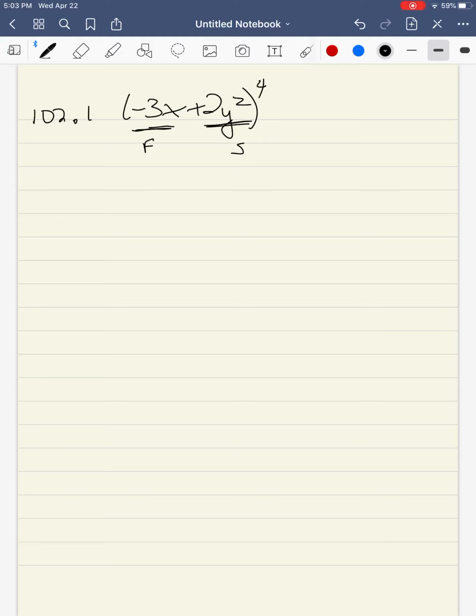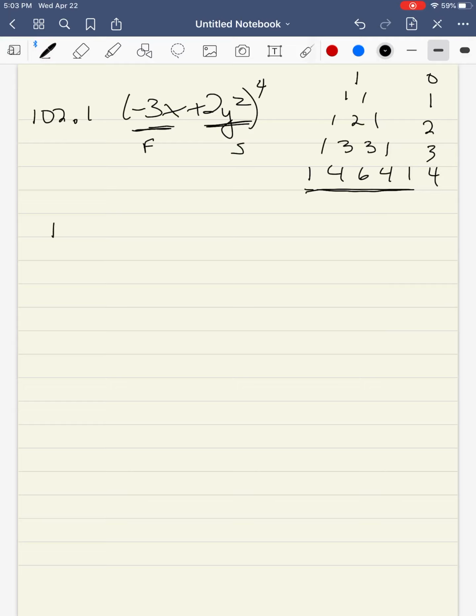So let's go ahead and get Pascal's triangle going. 1, 1, 1, 1, 2, 1, 3, 3, 1, 1, 4, 6, 4, 1. That's 0 power, 1, 2, 3, 4th power. So this is the line we're going to use right here.